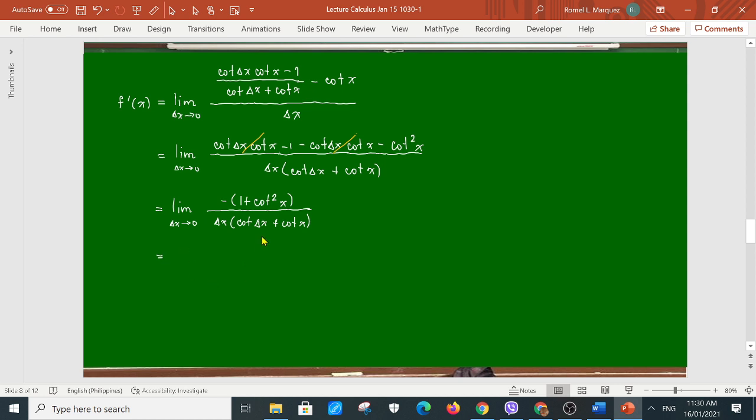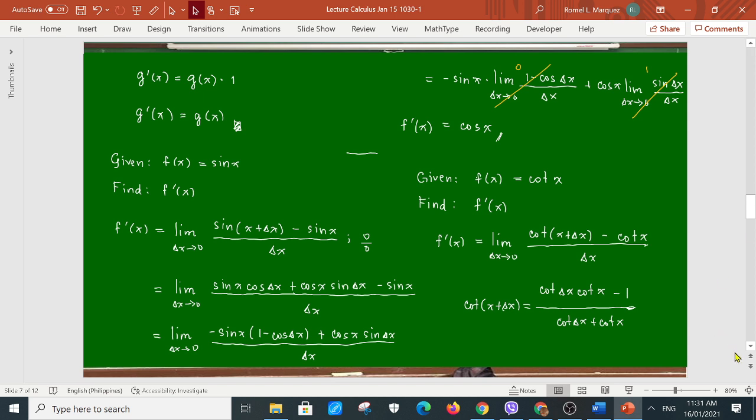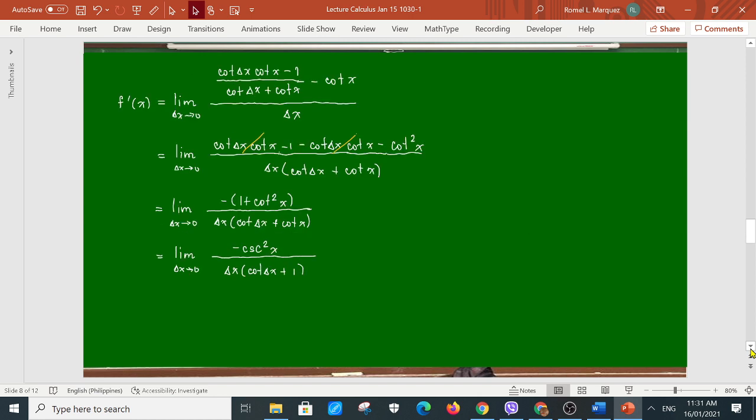Okay, guys? But what is the identity of this? That is, as delta x approaches 0, negative cosecant squared x all over delta x and cotangent of delta x plus 1. Okay? But we have a problem. So, what is the problem, guys? Here, what is the problem? Guys, the denominator will not cancel.